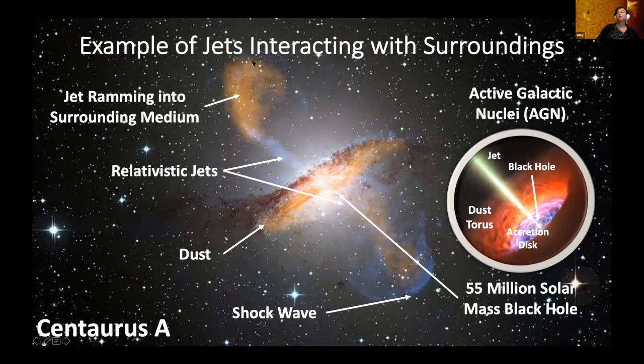This is an example of a jet interacting with its surroundings. So you have in the middle here a black hole and some host galaxy, and then these jets coming out, X-rays, and then ramming into the surrounding medium. And you can see a shock wave here. The blue is X-ray, and then this is infrared and optical all mixed together.